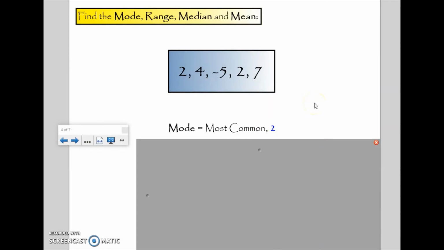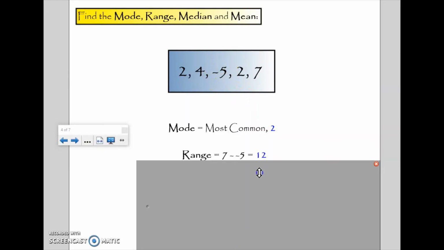To work out the range, we take the highest number, which is 7, and the smallest number, which is -5. Remember your number line, the -5 is the smallest value in this data set. When we subtract these, we're doing 7 take away -5. Remember your basic rules of maths. When you're taking away a negative number, it becomes a plus, which gives us an answer of 12.